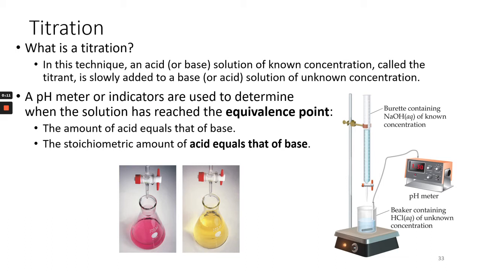Well, this is a technique where you have an acid or a base solution of a known concentration, which we call the titrant, and you are slowly adding it to a base or an acid of an unknown concentration. You could have an indicator, which is shown in this picture here. Indicators change colors. Or you could use a pH meter to measure the pH as you're dripping one into the other. And when your solution reaches the equivalence point, the amount of acid will equal the amount of base, so your stoichiometric amount of the acid equals that of the base.